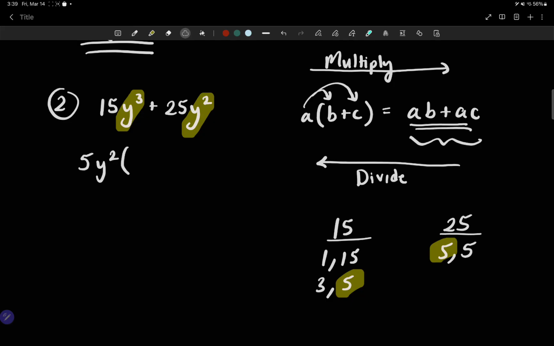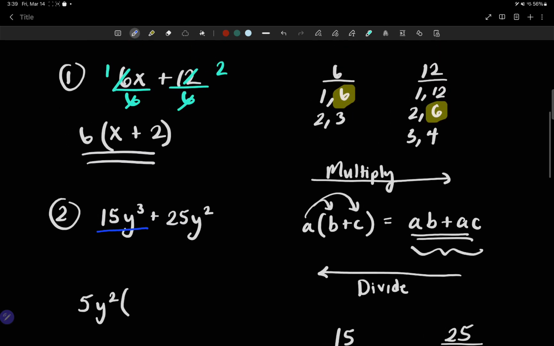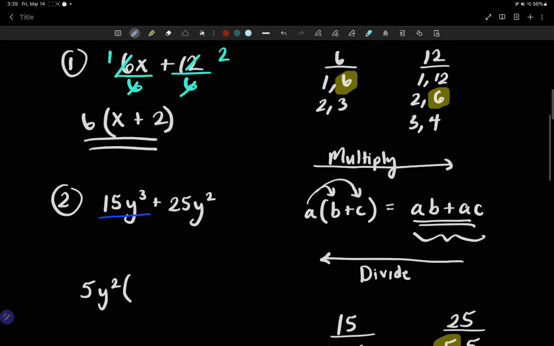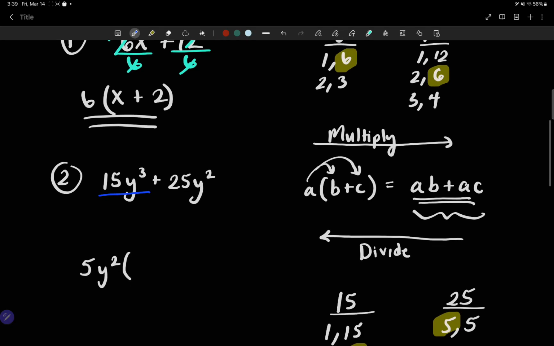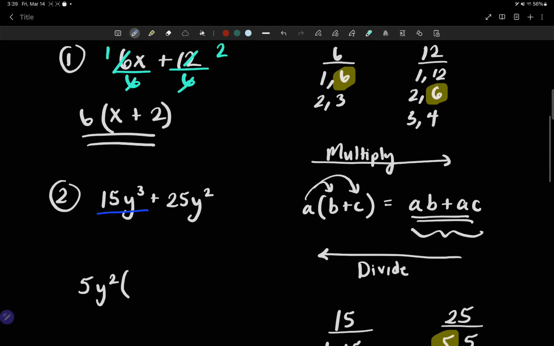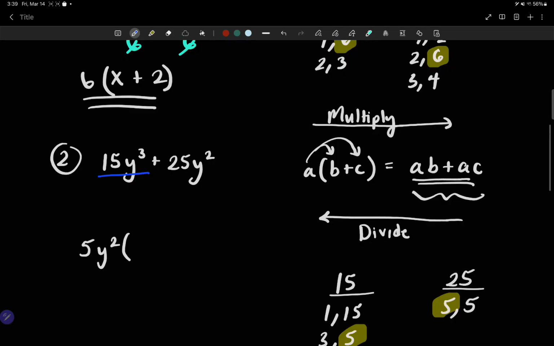So now I'm going to divide both of my terms by the GCF. That GCF is 5y squared. Now I'm going to use a different color because I don't feel like that teal, turquoise kind of color was the best color. So we're going to divide both things by 5y squared.